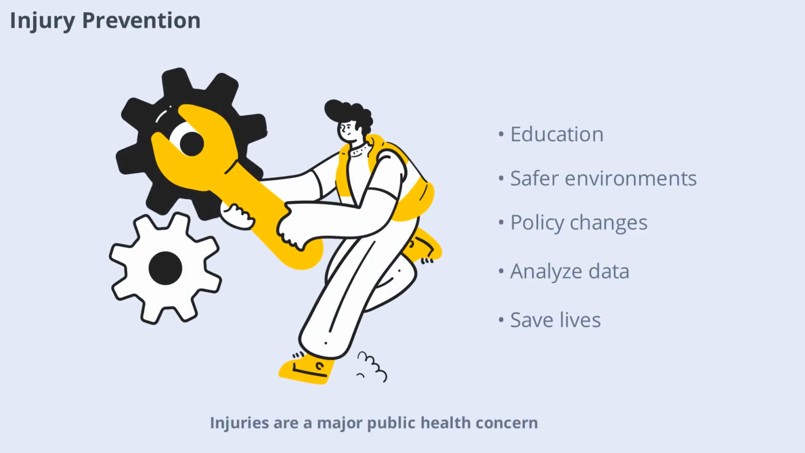Injuries are a major public health concern, from car accidents to falls and violence. Prevention strategies include education, safer environments, and policy changes like seat belt laws. Public health professionals analyze data to identify risk factors and develop targeted interventions. By reducing injuries, we can save lives and lower healthcare costs.